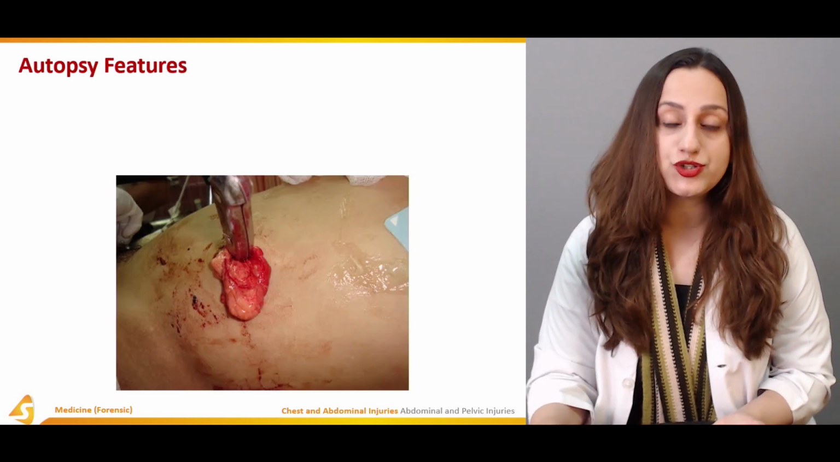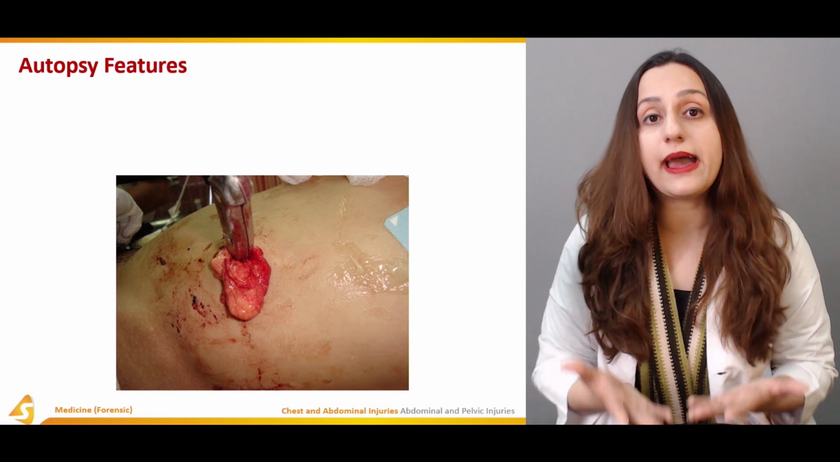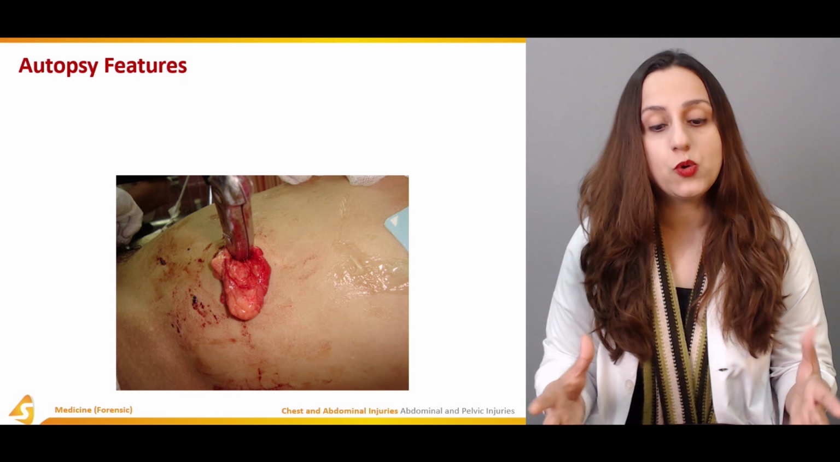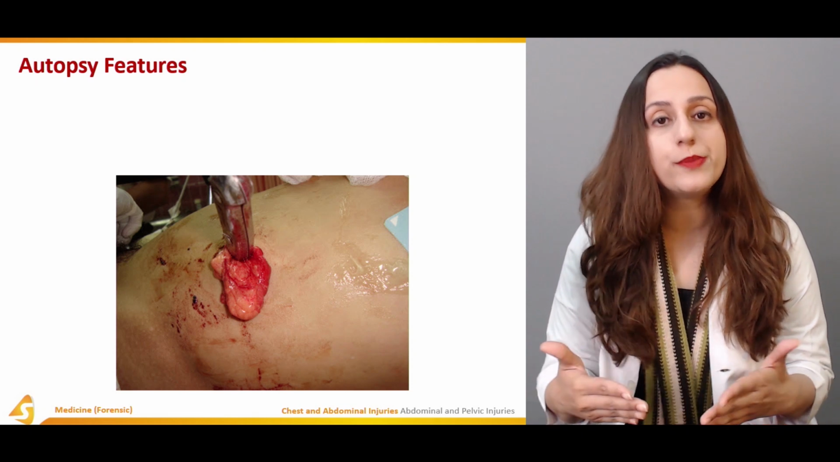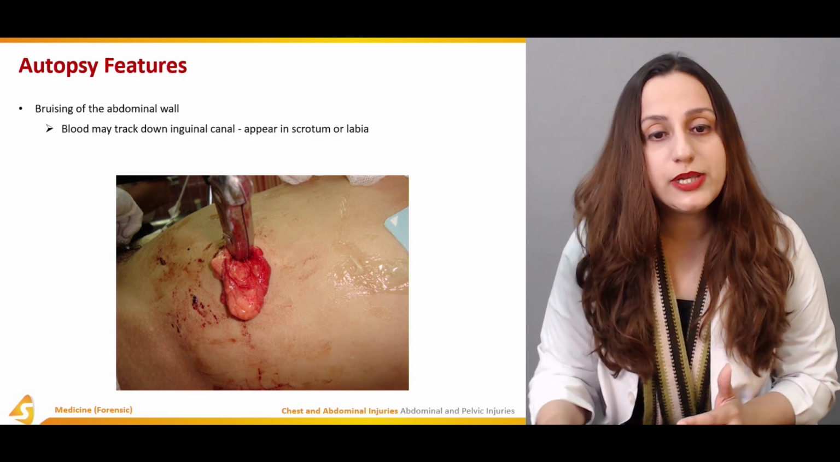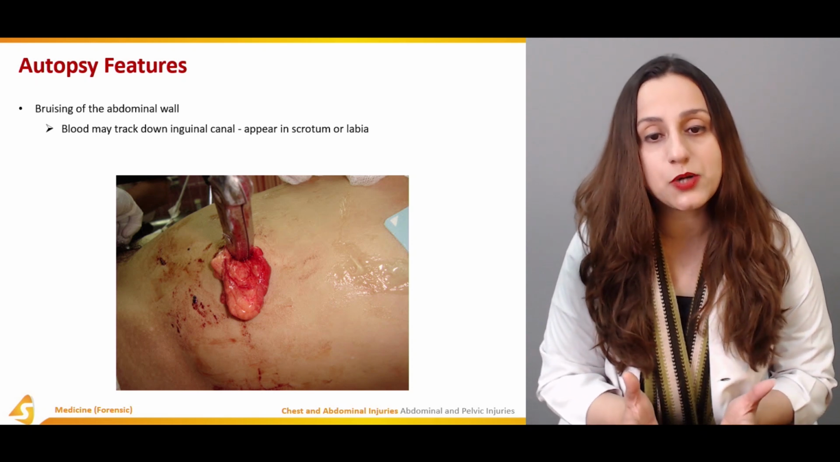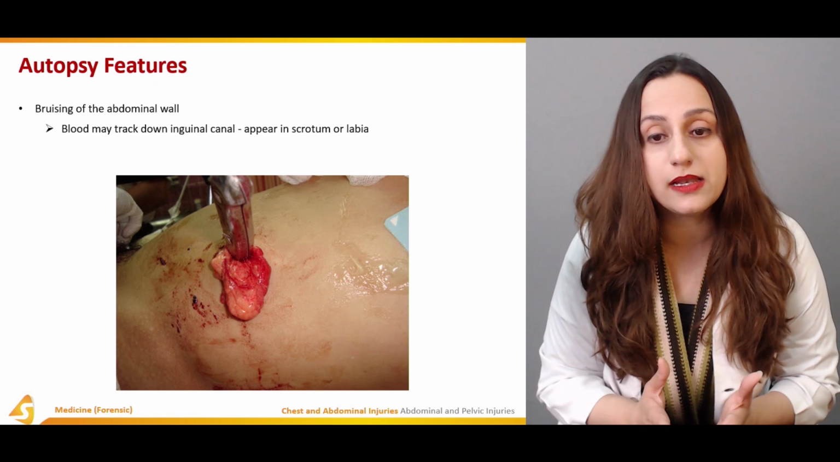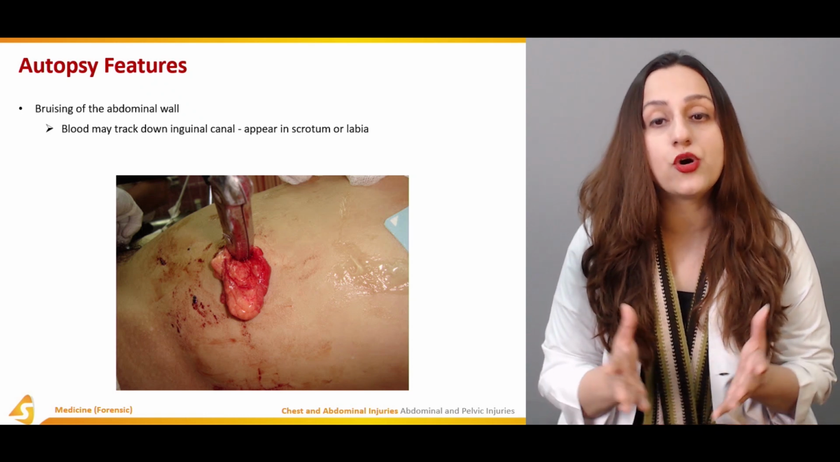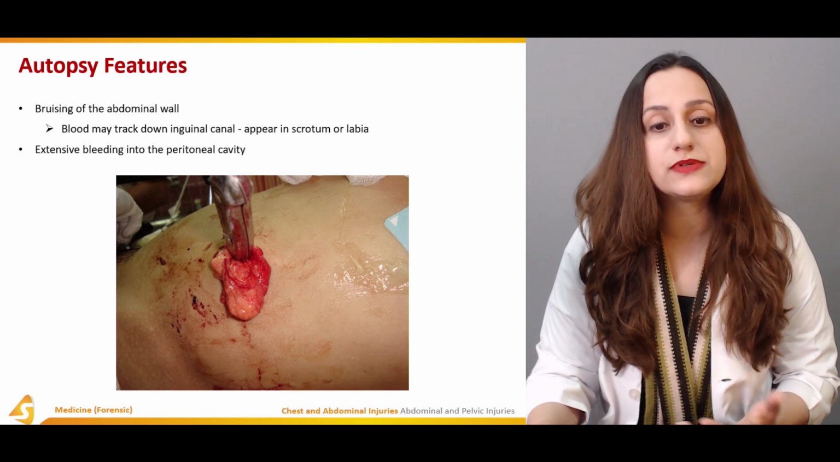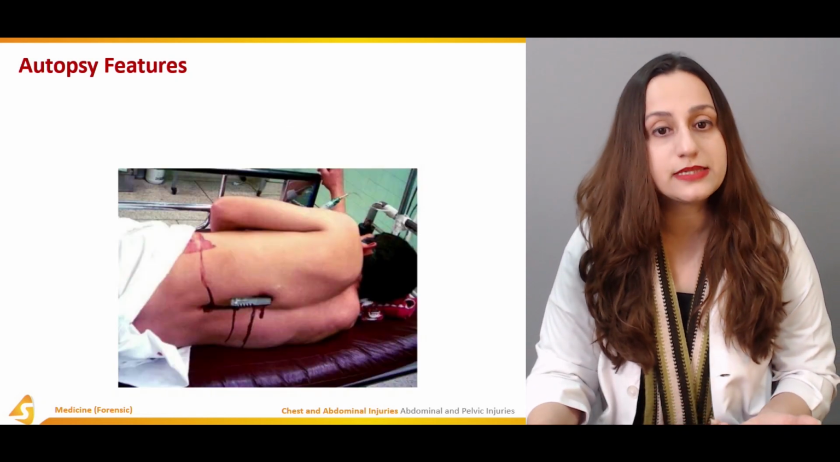Now the autopsy features. What we will be looking at whenever we have a body who had an abdominal trauma. We'll be looking for the bruising of the abdominal wall, of course. The blood may track down the inguinal canal, and it may appear in the scrotum or the labia. So, extensive bleeding into the peritoneal cavity is another feature that can be present.